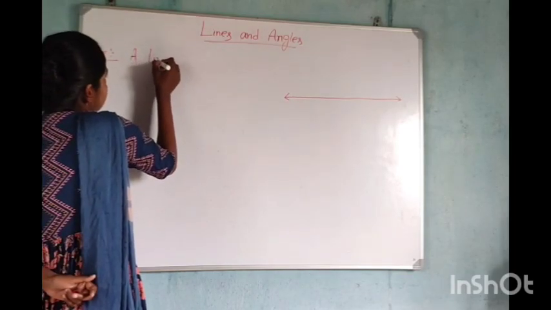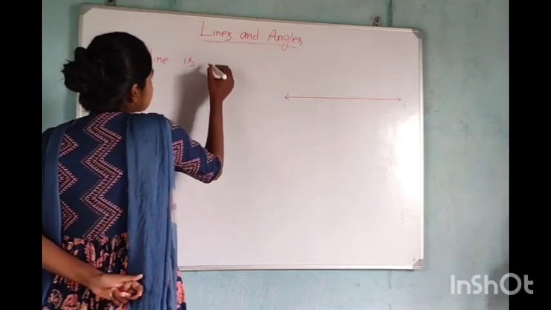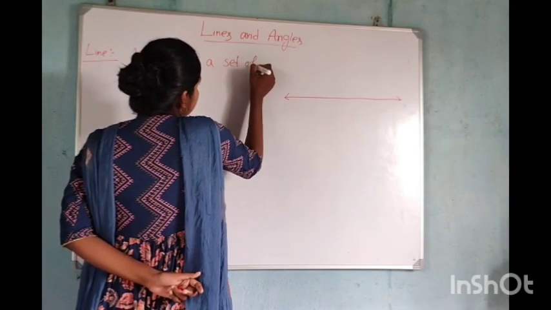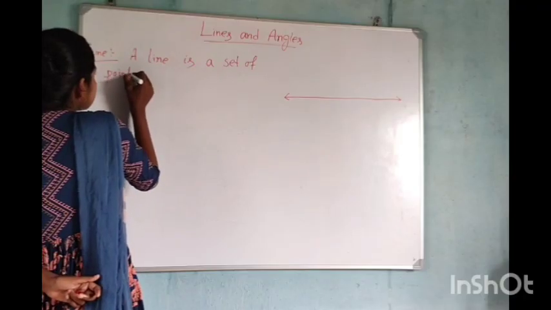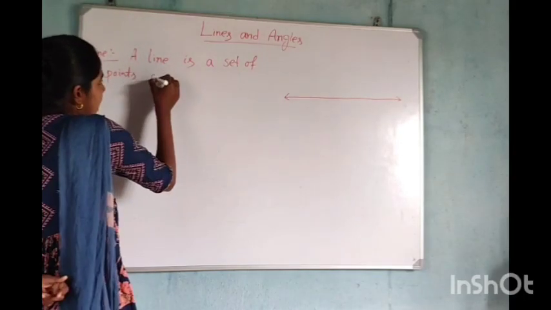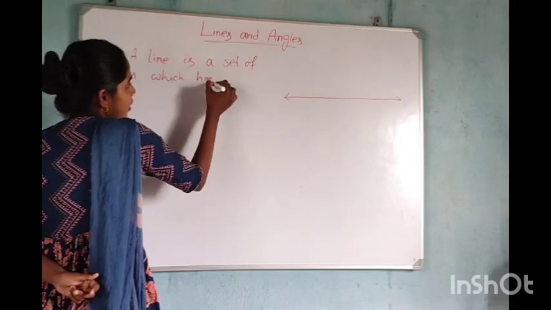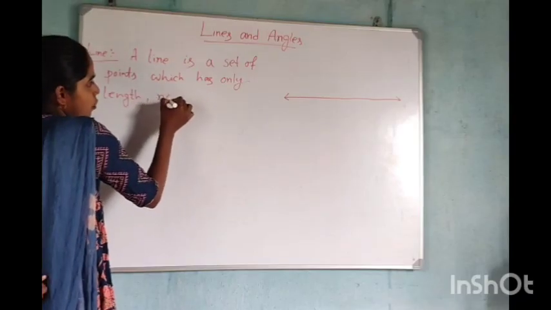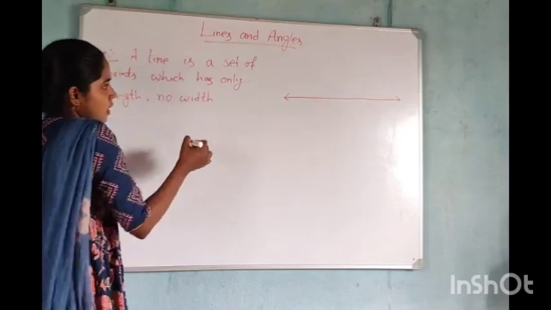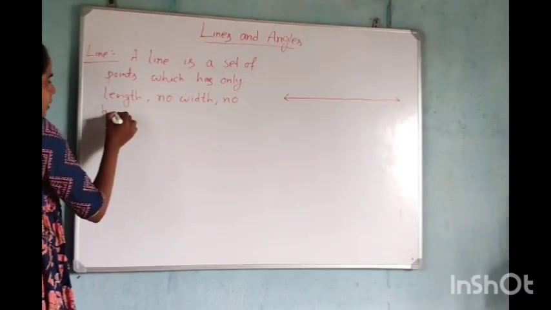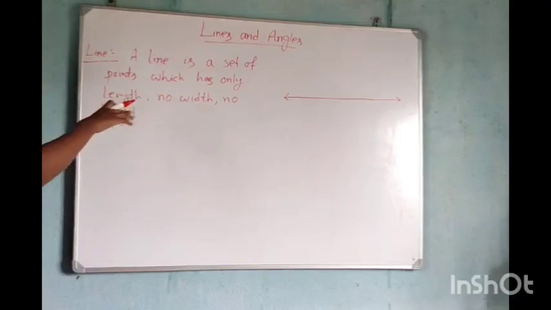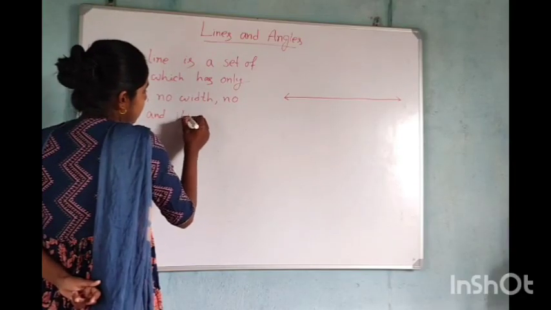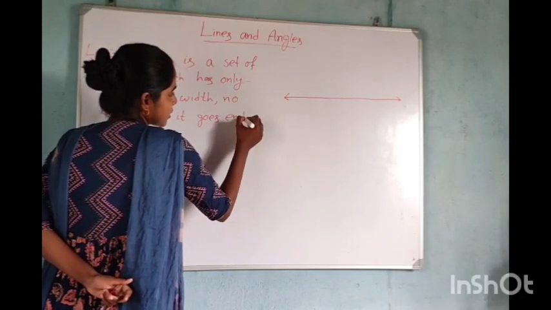A line is a set of points which has only length, no width, no height, and it goes endlessly in both directions.